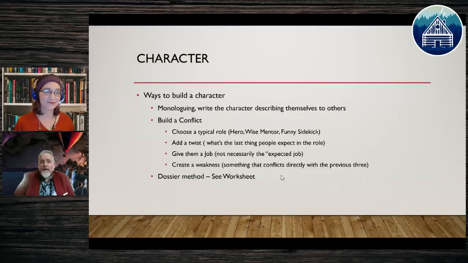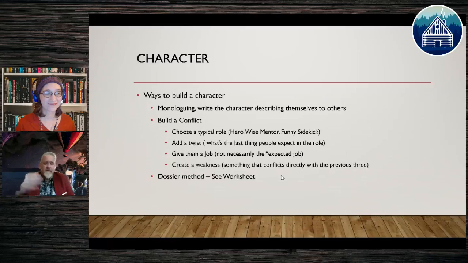So another way to do it is to use this formula, right? You take a role, like something you might see in a story, so we have the wise mentor or the funny sidekick. We take that role, and then we add a funny twist, right? Let's say you have the funny sidekick, but the last thing you expect the funny sidekick to be is an expert in ninjutsu. They're supposed to be the funny sidekick, supposed to do ridiculous things, but all of a sudden they're super competent in something.